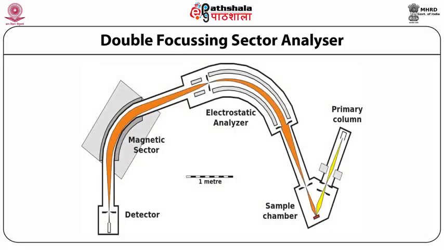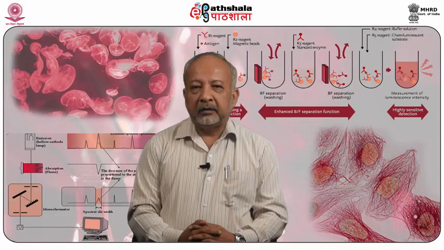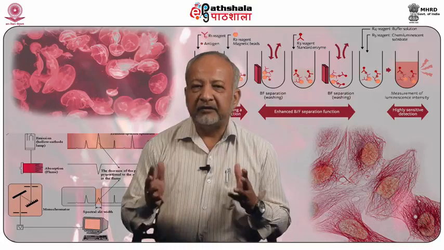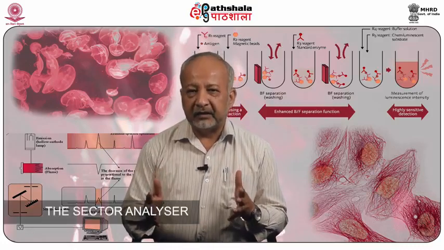Here, a double focusing sector analyzer is shown. So you can see that there is a magnetic sector analyzer, there is an electrostatic sector analyzer, and both work together. Ions from the sample ionization chamber enter into the analyzer and then are deflected and reach the detector for the mass spectrum to be recorded. I am sure by now you have understood the sector analyzer.